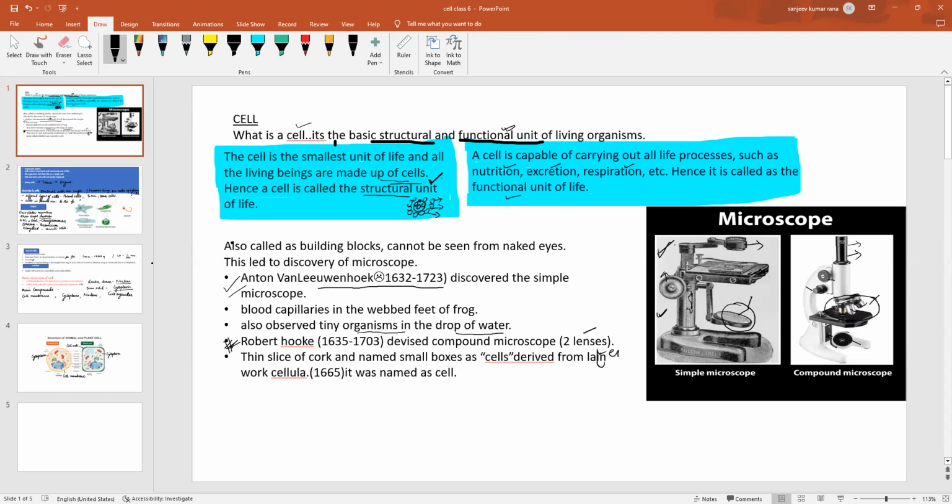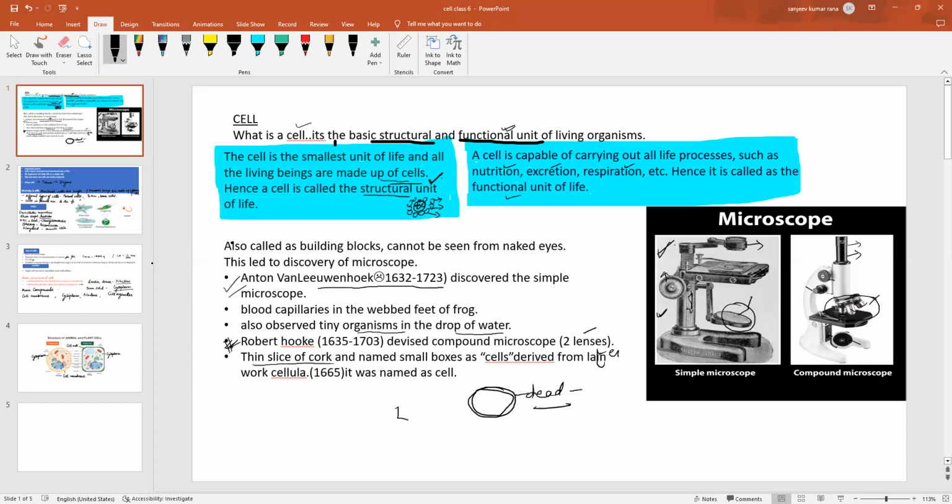Many lenses are there nowadays. And he studied where? He studied in the thin slices of cork. Bark hota hai na, bark. Tree ka bark, which is the hardest part. Okay. Hard rehta for some time means it becomes dead. So we can say that Robert Hooke actually saw the dead cells or the dead part of that particular cell.